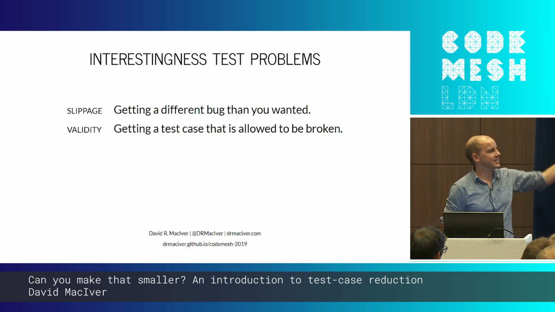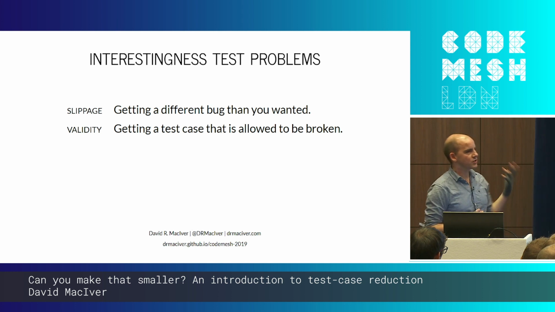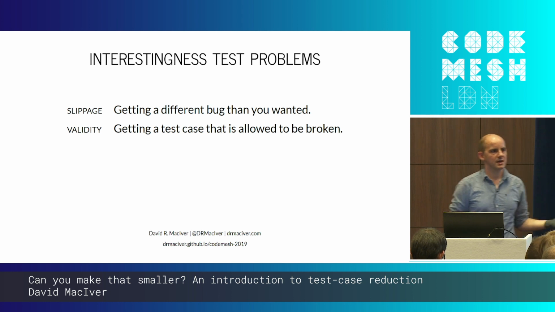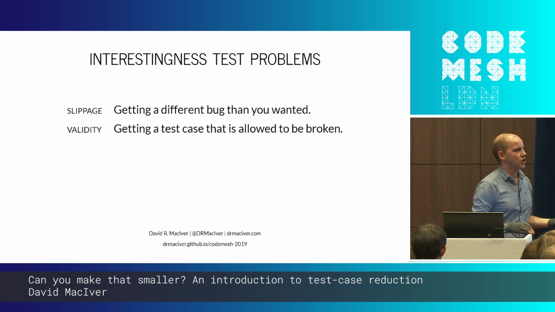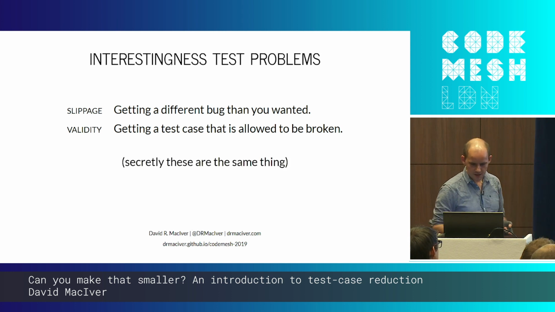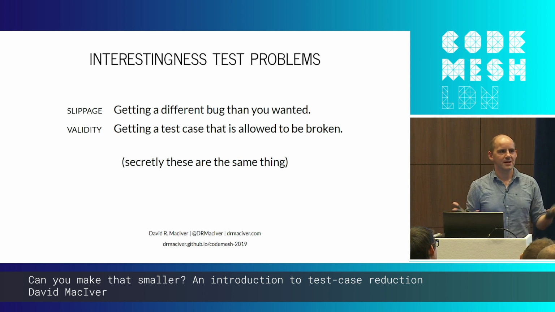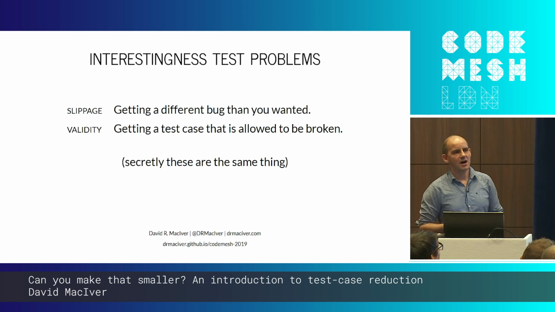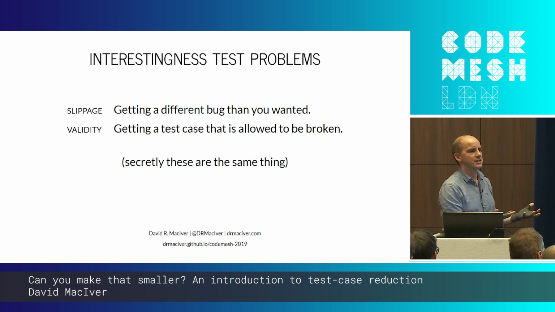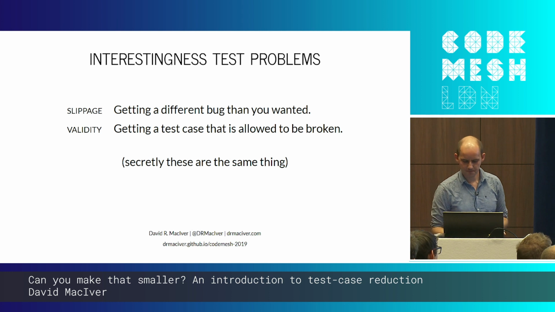And validity, getting a test case that is not allowed to be broken. In this case, the test case is not free of undefined behavior, and thus the compiler can do whatever it wants, and the property that the executable shouldn't crash is only defined on some subset of C programs. We've moved outside that subset here. These are really the same thing. A validity problem is essentially slippage due to a bug in your interestingness test. Either way, you've got some subset of programs, test cases that you wanted, and you've not been sufficiently precise in defining what those are.